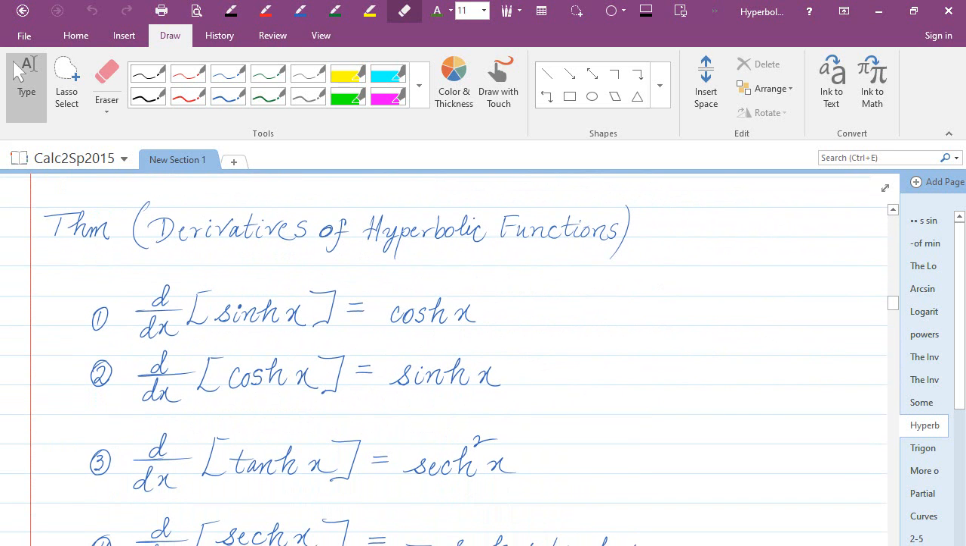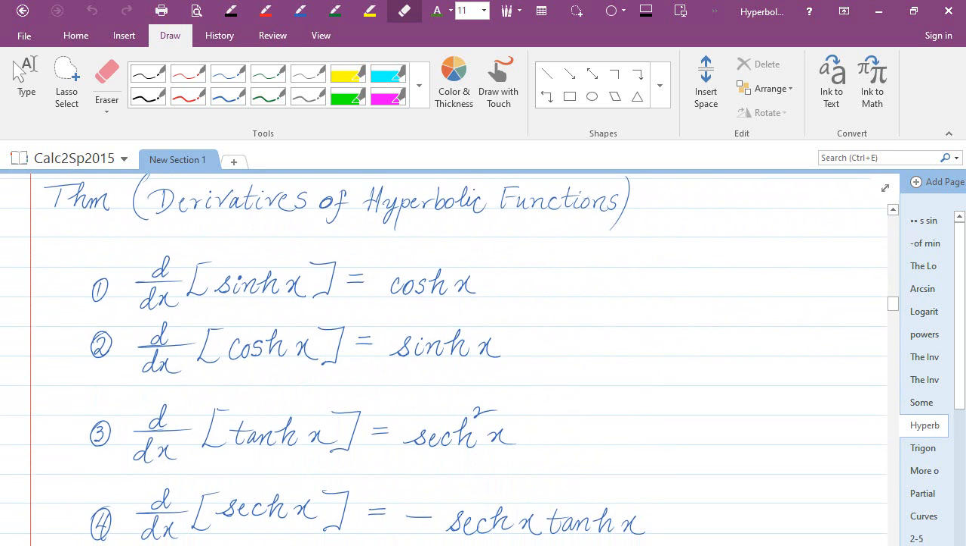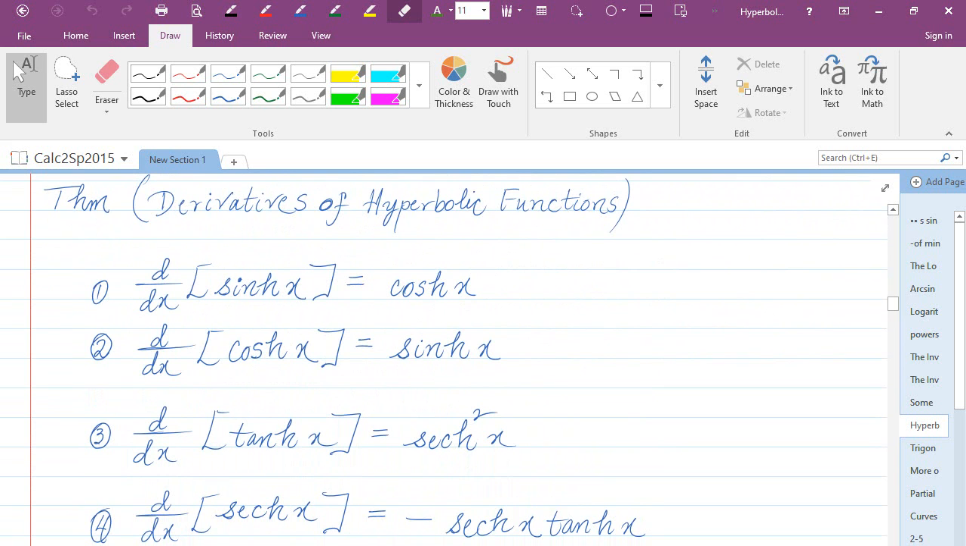Alright, so now I'm going to list out the derivative formulas for all the hyperbolic functions, and these formulas are similar but not quite exactly the same as in the case of trig functions. So the derivative of the hyperbolic sine is hyperbolic cosine of x. Derivative of hyperbolic cosine of x is hyperbolic sine of x. In the case of trig functions, we had a negative here.